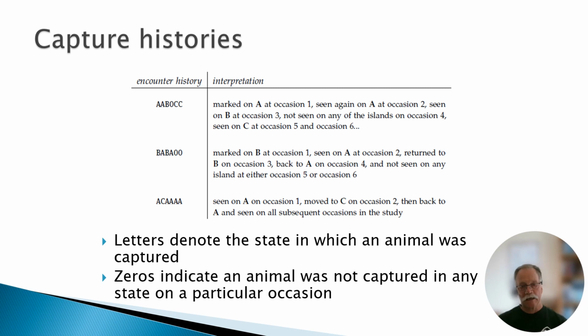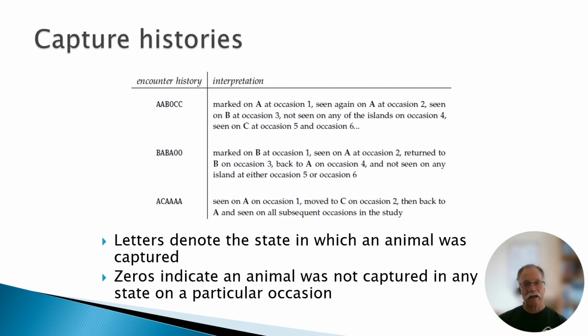So now, because we aren't always encountering the animals at the same site that we released them, we have to add some information to the capture history so we know where they were captured. And the way we do that is we use letters to designate the different states or sites or conditions, depending on what we're looking at. And then the 0, like it always has, indicates that the animal was not captured on that particular trapping occasion.